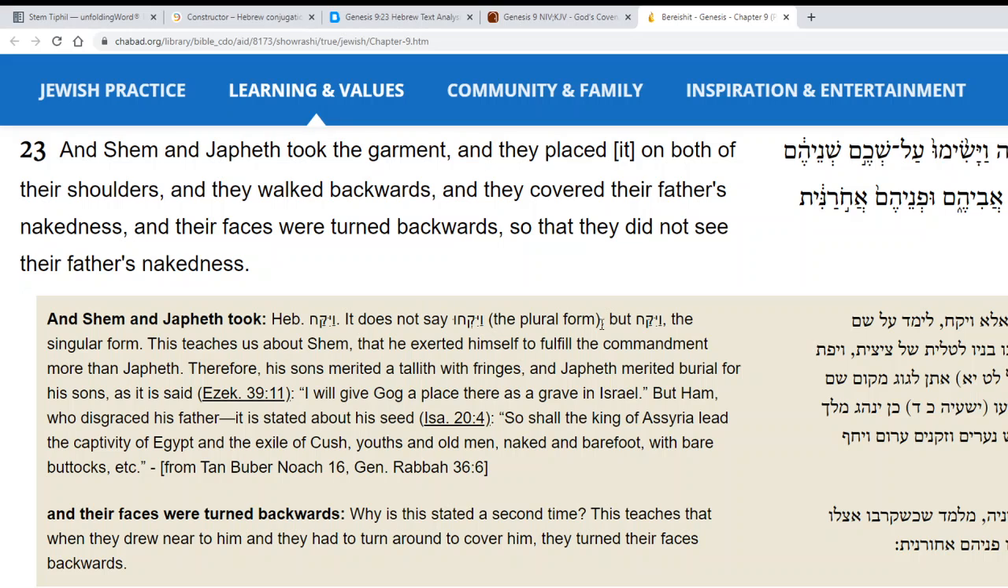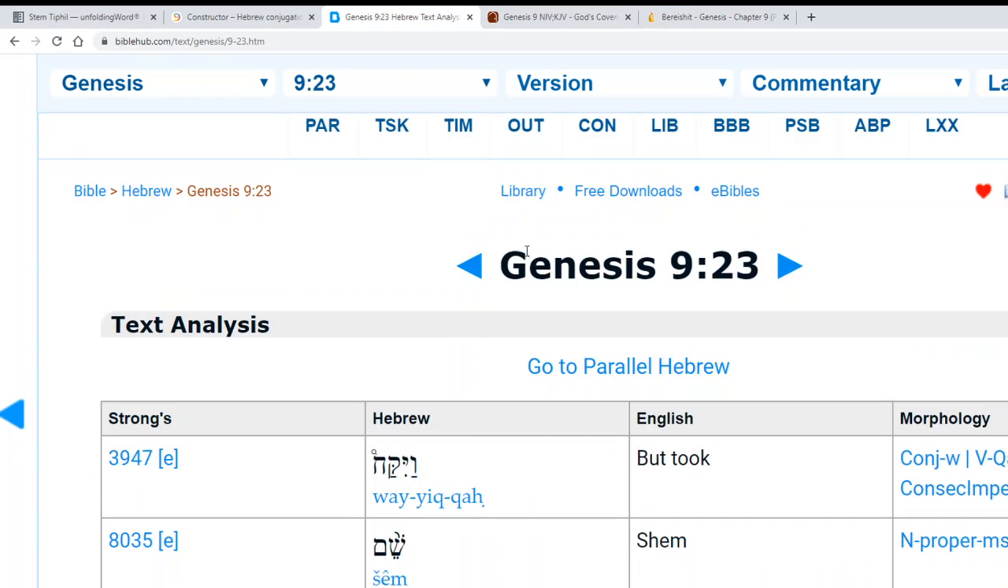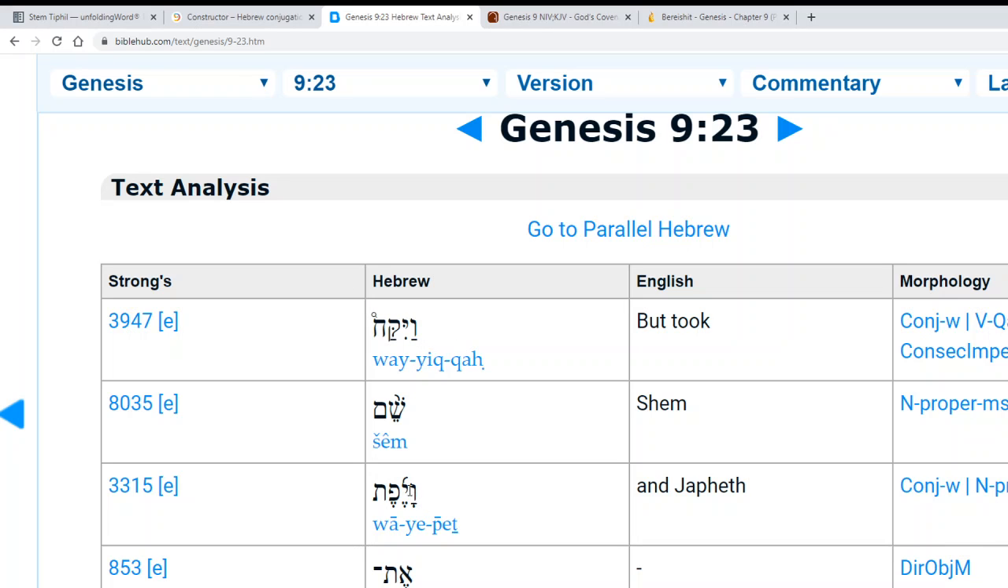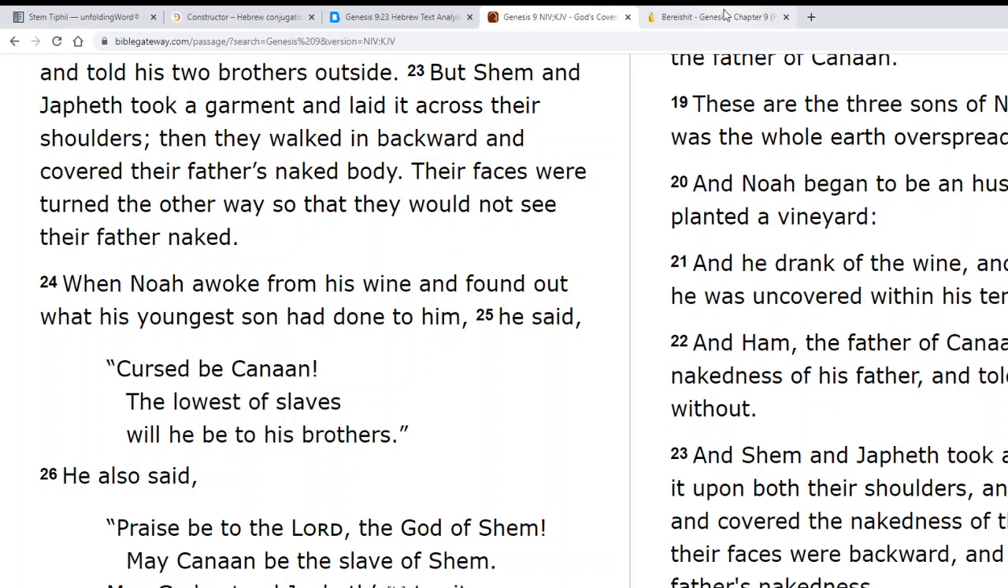Oh, okay. So interesting. I didn't even think about it. Vayikach Shem Vayafet. So this is in the third person masculine singular. It's in the singular. And Shem took Vayafet. So the two of them, but it's in the singular. So that's what the Rashi is going on.